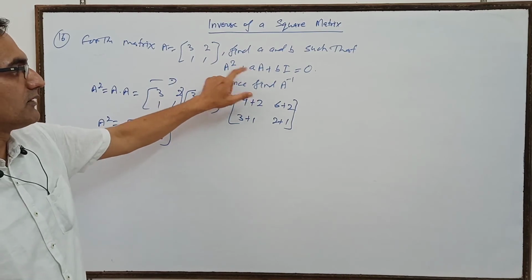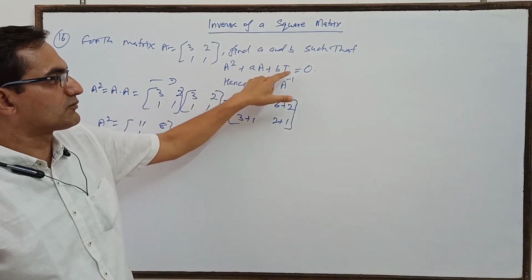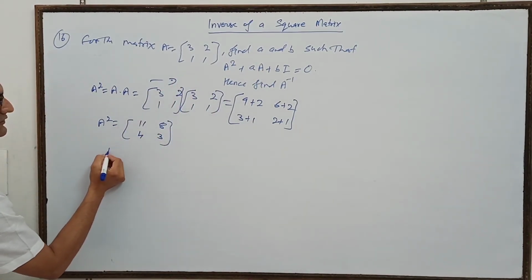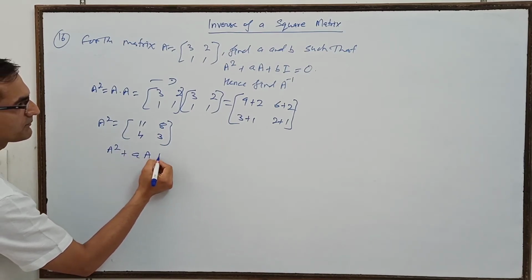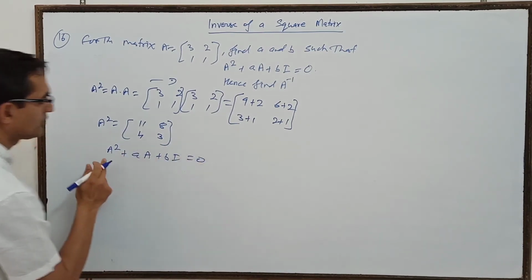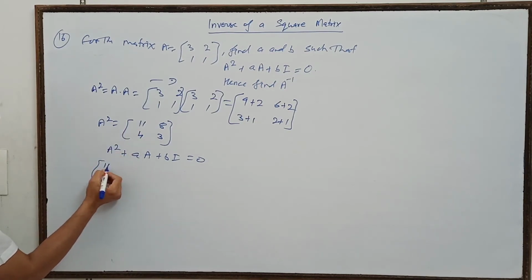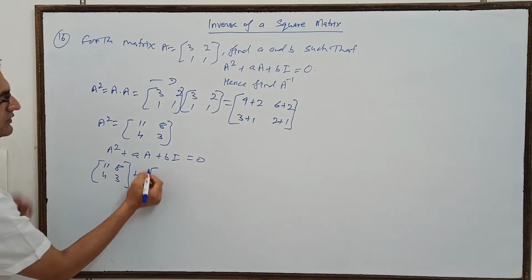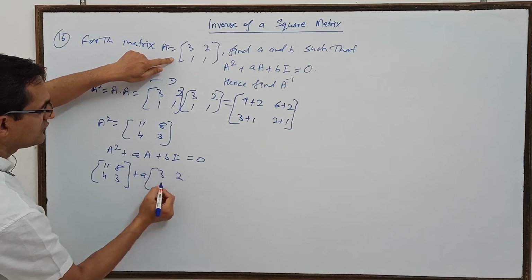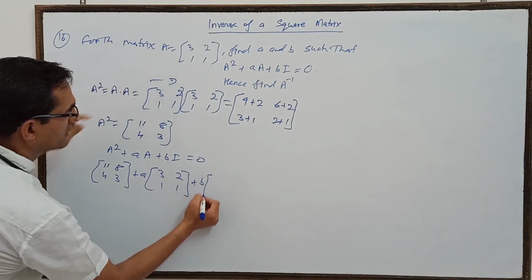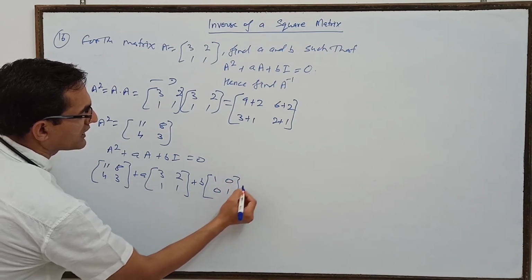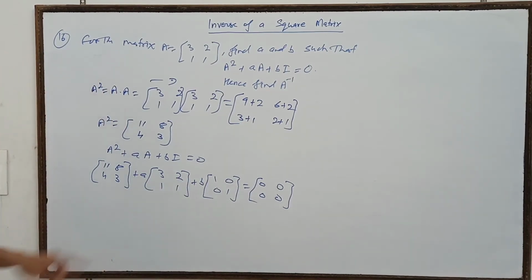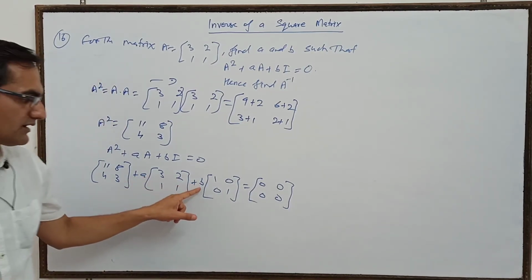Now we will put these A square, A and identity matrix in this one and solve it and get the value of A. Now, this is A square plus A into A plus B into identity matrix is equal to 0 matrix. For the value of A square, 11, 8, 4, 3, plus A into matrix A, 3, 2, 1, 1, plus B into identity matrix 1, 0, 0, 1, and this is equal to 0 matrix, 0 0 0 0. Okay, now first of all multiply A inside it and take B inside it.